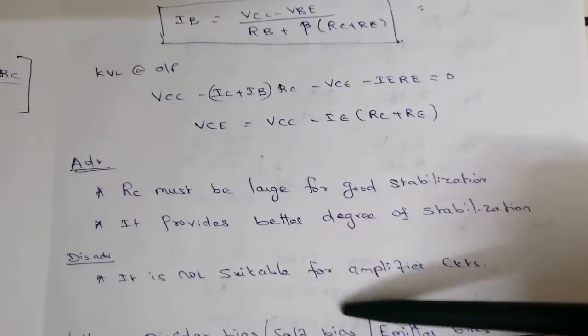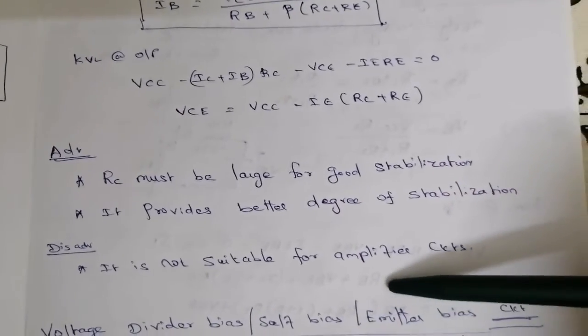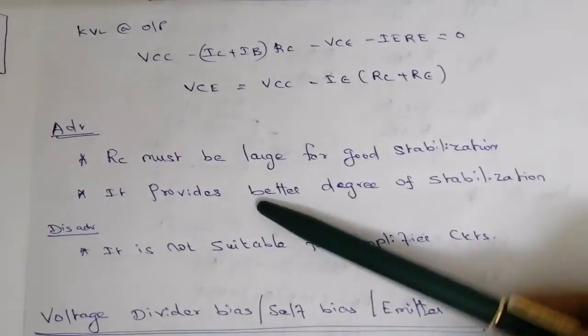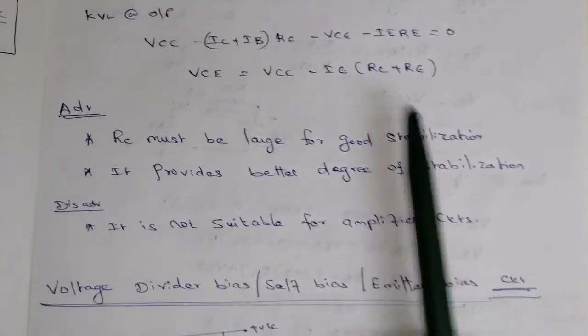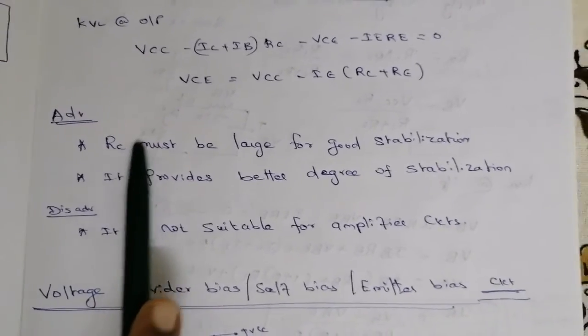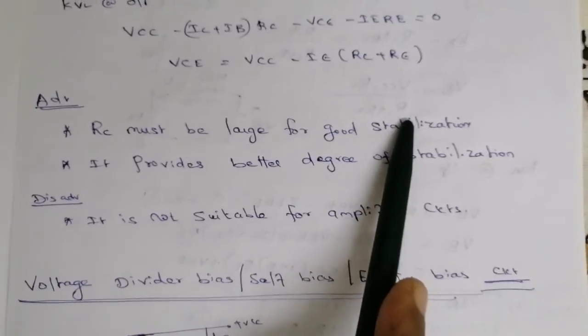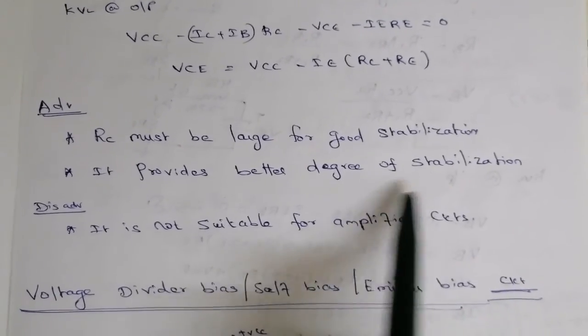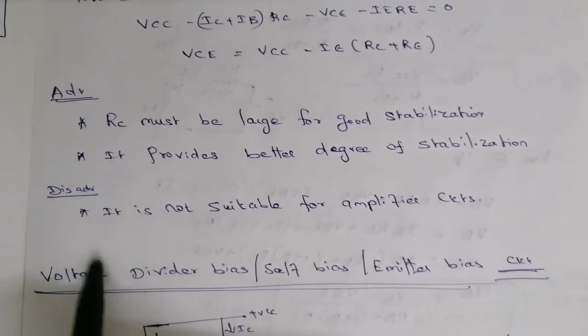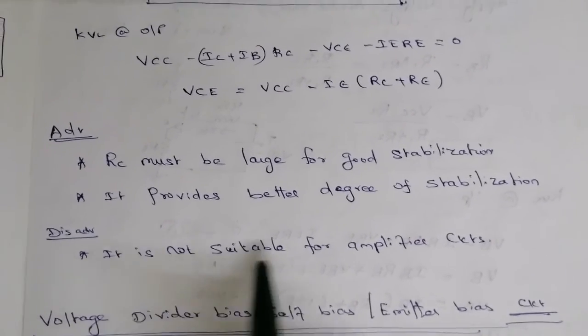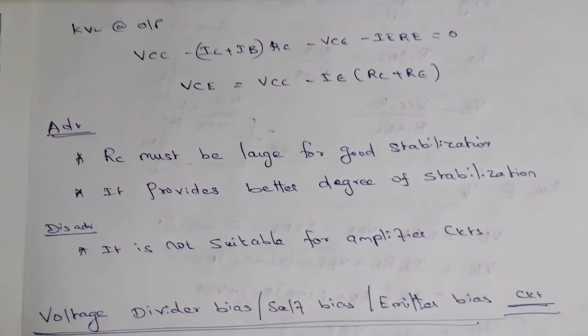So the advantage of this circuit is that, as in the collector to base bias circuit, RC must be large for good stabilization. If we choose the collector resistance value to be very high, it provides good stabilization, and it provides a better degree of stabilization. And the disadvantage of this circuit is that it is not suitable for amplifier circuits.